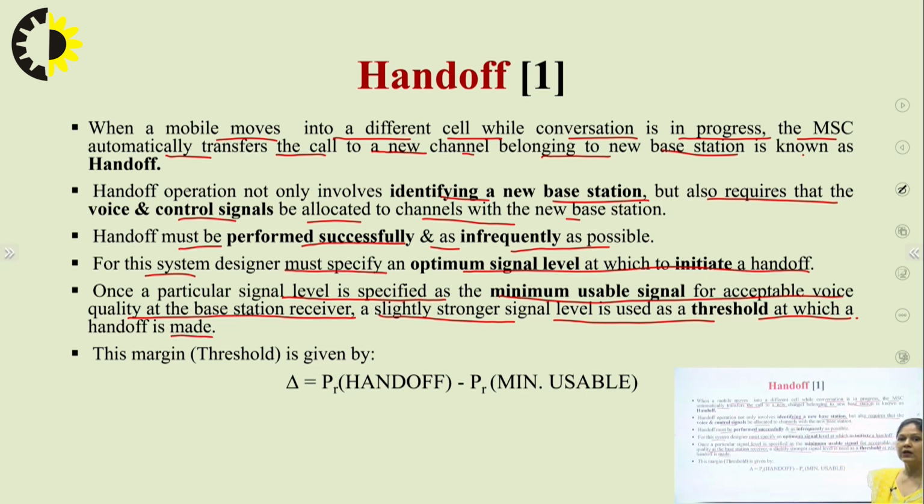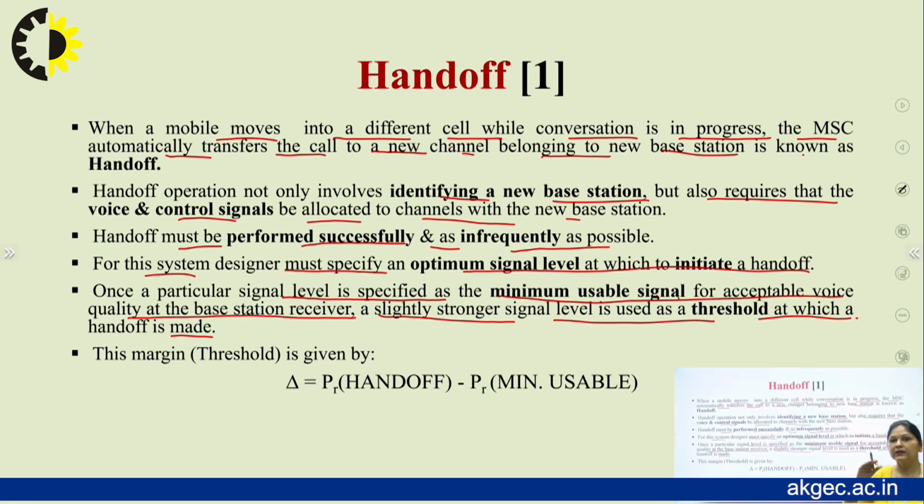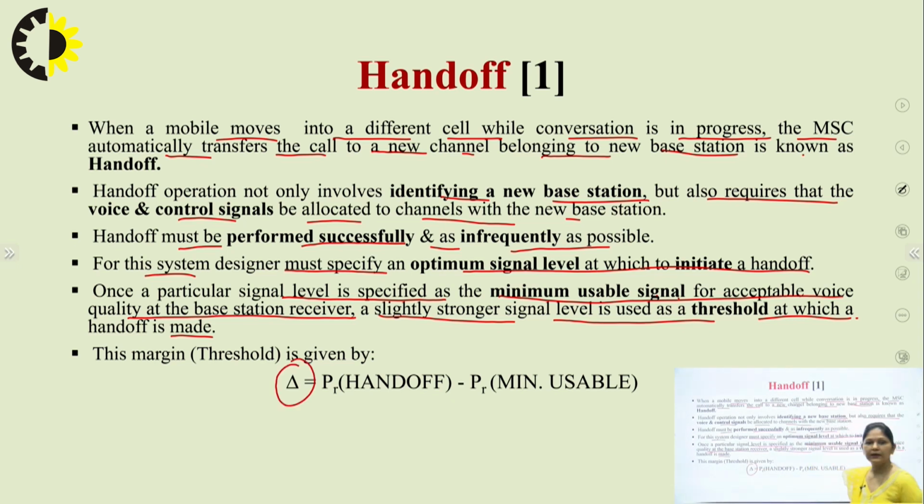So we are talking about two types of signal. One is the minimum usable signal for acceptable voice quality at the base station. There is a minimum level of signal that is acceptable to the base station for the required voice quality. A slightly stronger signal is required as the threshold. So the threshold will be a higher signal, and the other signal is lower in value, at which the minimum quality of voice is achieved. This margin, called the threshold, is denoted by delta, where delta equals the handoff power at which the handoff should occur, minus P_r, the minimum usable power required for acceptable voice quality. So delta is the difference between the handoff power and the minimum usable power. We have to decide that the handoff should occur within this range delta.